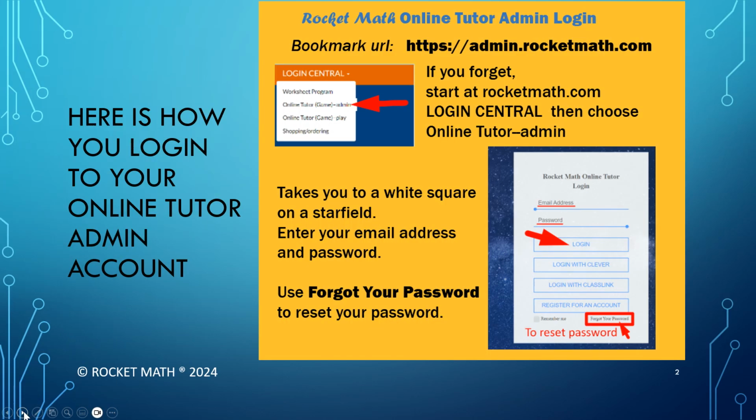To get into the admin page of the Online Tutor, go to admin.rocketmath.com and bookmark it. If you forget, you can also start at the rocketmath.com homepage. In the upper right corner of the orange bar, you'll see Login Central. Click on it for the drop-down menu. Choose Online Tutor Admin. That will bring you to the login box on the star field.